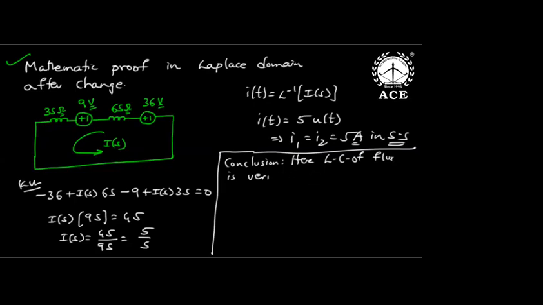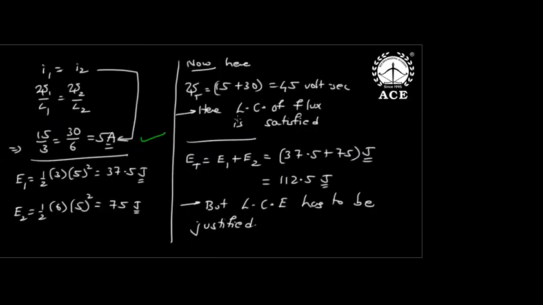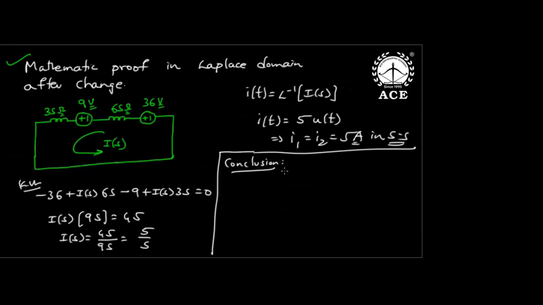Okay, here the law of conservation of flux is verified, but the law of conservation of energy has to be justified. I already told that point here. The law of conservation of flux is satisfied, but the law of conservation of energy is to be justified. Now, what is the reason?